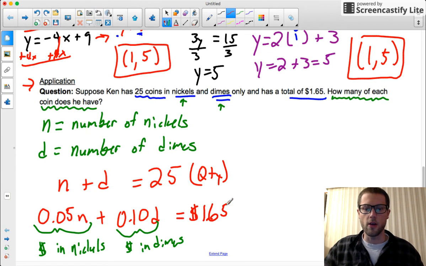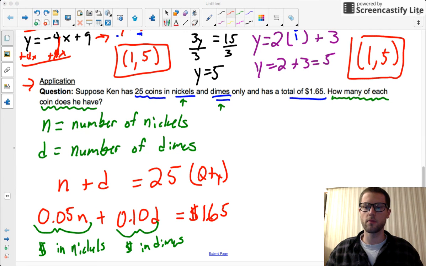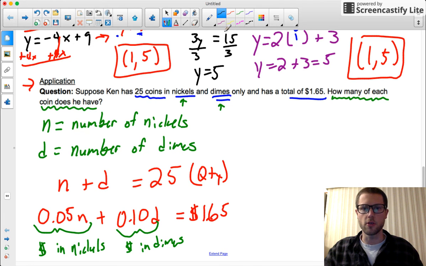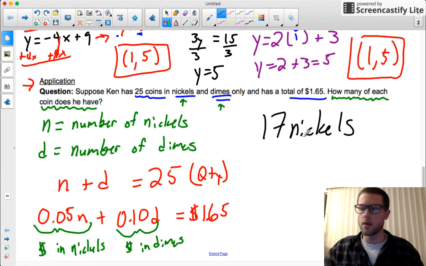And from here, I can solve this any number of ways using any of those methods above. I could solve using substitution. I could solve by graphing it. I could solve using elimination. So I'll actually let you figure this one out, but I will give you the solution: it's going to come out to 17 nickels and 8 dimes. So go ahead and give this one a shot by solving using any of those methods and see if you get the same answer here.